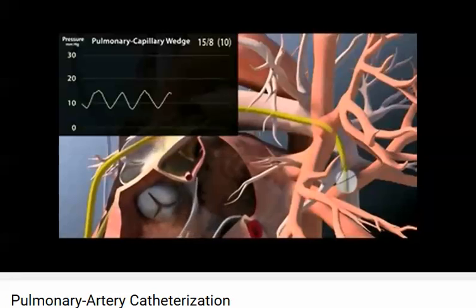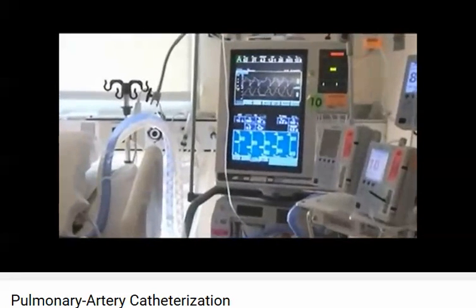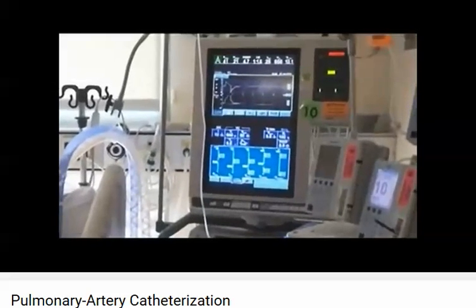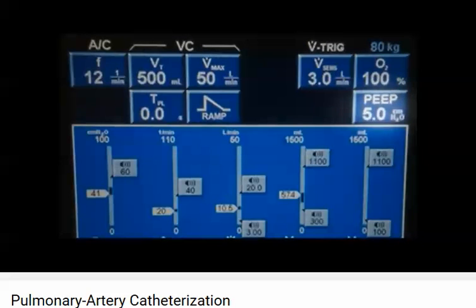Note that in mechanically ventilated patients, positive end expiratory pressure, or PEEP, may increase the measured wedge pressure. However, when the PEEP is less than 10 centimeters of water, the effect is typically negligible.